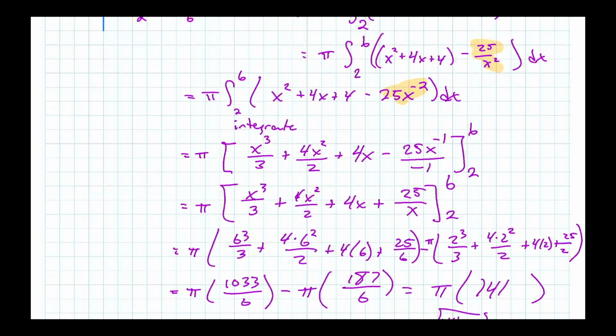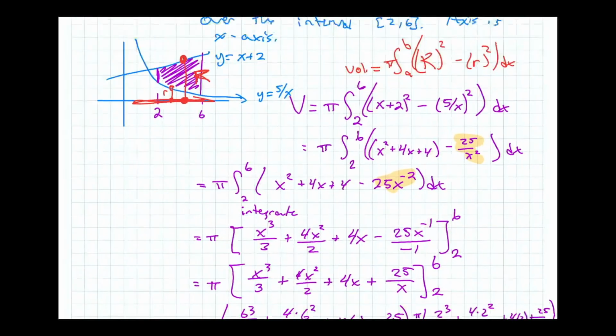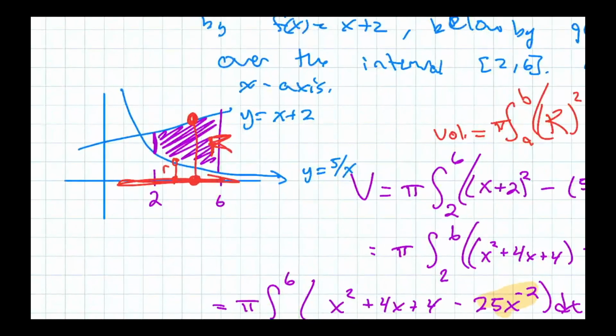So I think that's it for this homework. The key, again, is for the washer method, you have 2 radii. That's about it.